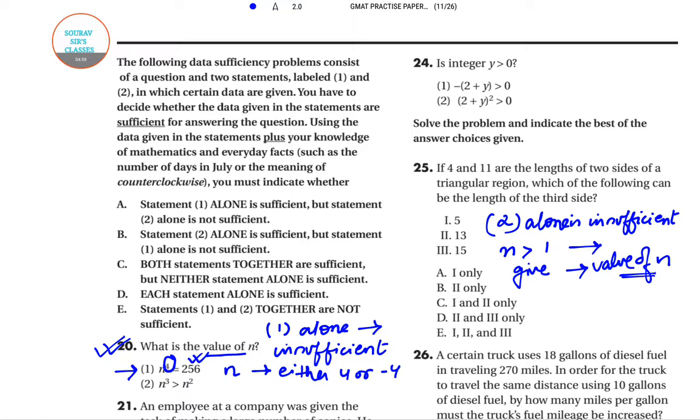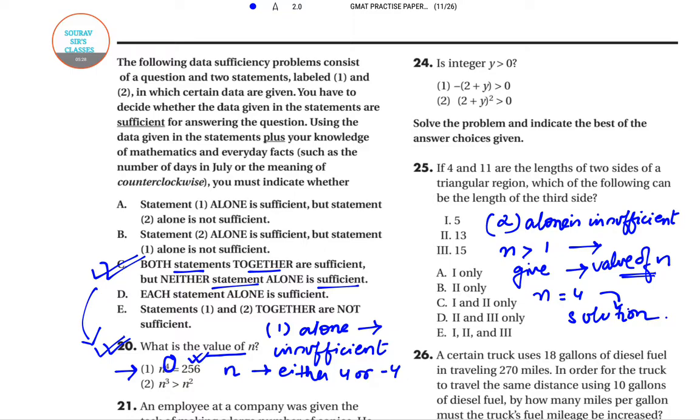So if the statements are combined, we get n is equal to 4, and this is the only solution to the stated criteria. So we can say that though alone they are insufficient, both the statements together become sufficient, but neither statement alone is sufficient. That means C will be the correct answer that should be chosen with respect to question number 20.